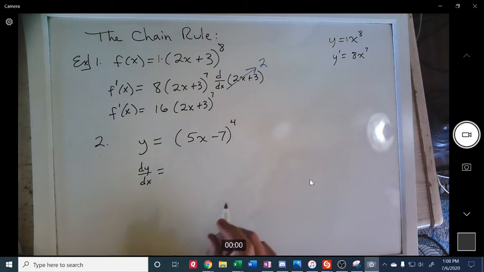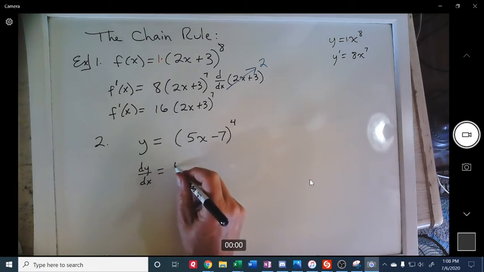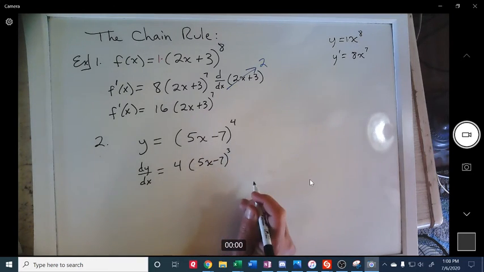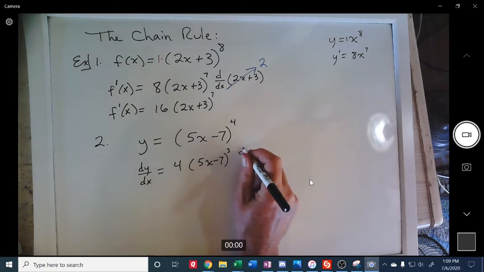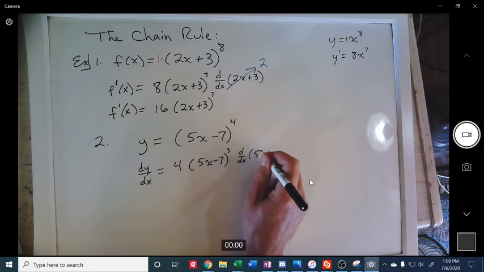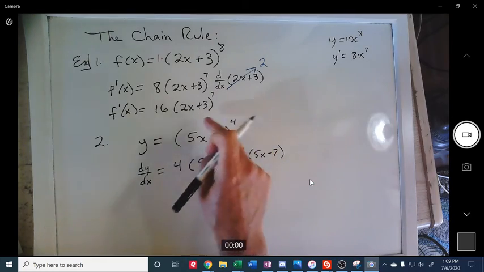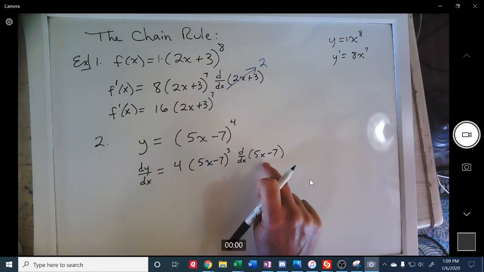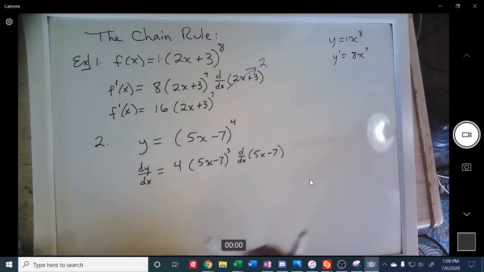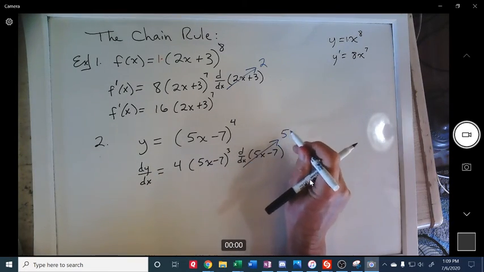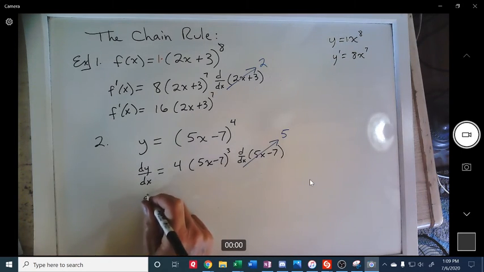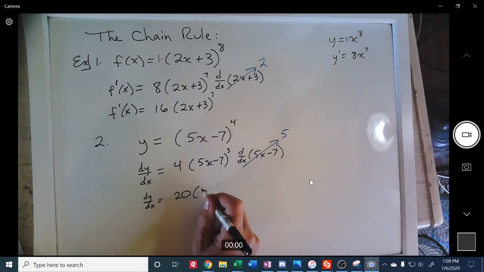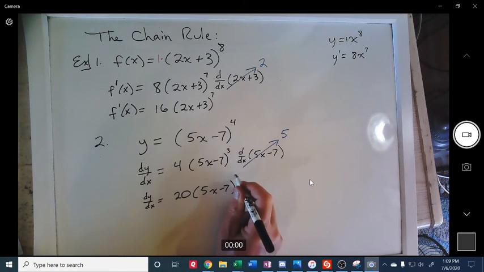All right, so 4 times 1 is 4. 5x minus 7 to the third. Chain on at the end the derivative of everything but the outermost function. We took the derivative of the outermost, everything else goes right here. Then we take its derivative, and that's 5. And then dy dx, 5 times 4 is 20. 5x minus 7 to the third.